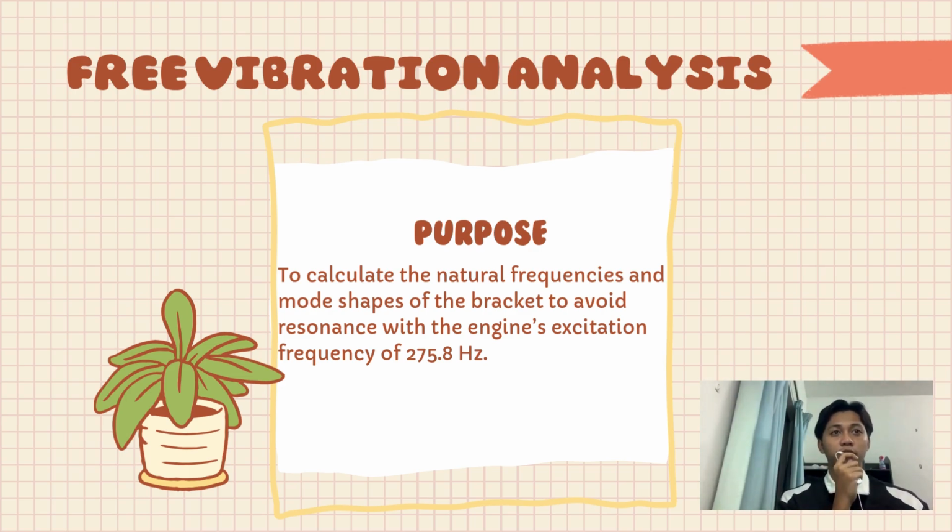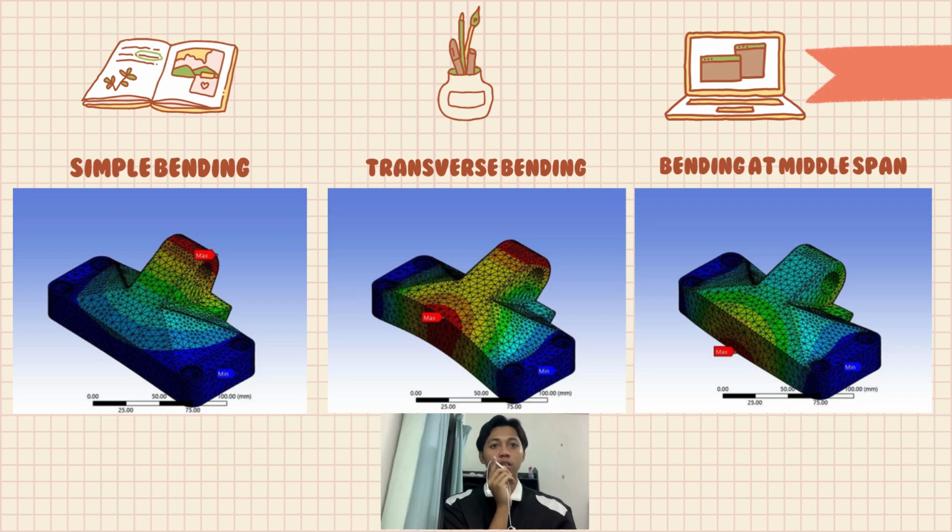I'm going to explain about free vibration analysis. Our main purpose is to calculate the natural frequencies and mode shapes of the bracket to avoid resonance with the engine excitation frequency of 275.8 Hz. As you can see, this is the color contour plot result for 5 modes in free vibration analysis.